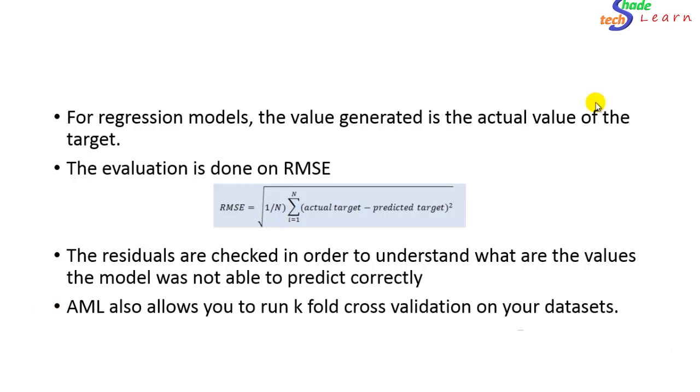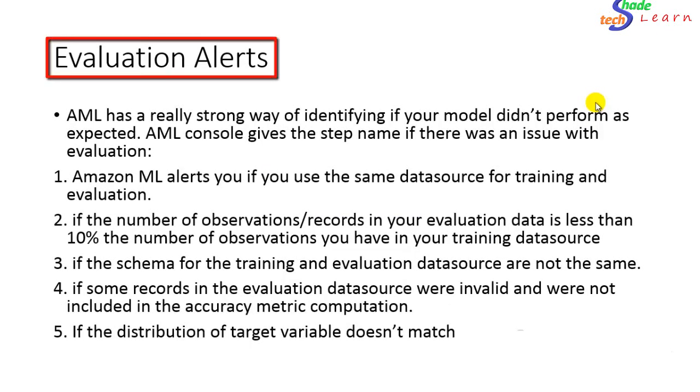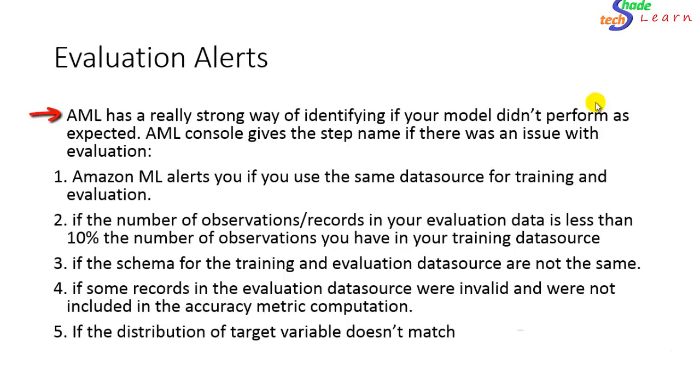A very good feature about AML is the evaluation alert feature. This is pretty useful as most data scientists tend to not notice the minor mistakes while building models. AML has a really strong way of identifying if your model didn't perform as expected. AML console gives the step name if there was an issue with evaluation. Amazon ML alerts if you use the same data source for training and evaluation.